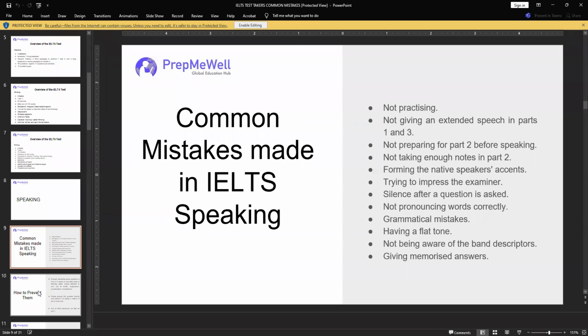Then I think I've touched on this, not pronouncing words correctly, when I was talking about forming a native speaker accent. You have to be sure that you are pronouncing the word correctly. If you think that there is a word you're not pronouncing well, I think it's best to learn the right pronunciation. Don't just assume, right? Then grammatical mistakes.